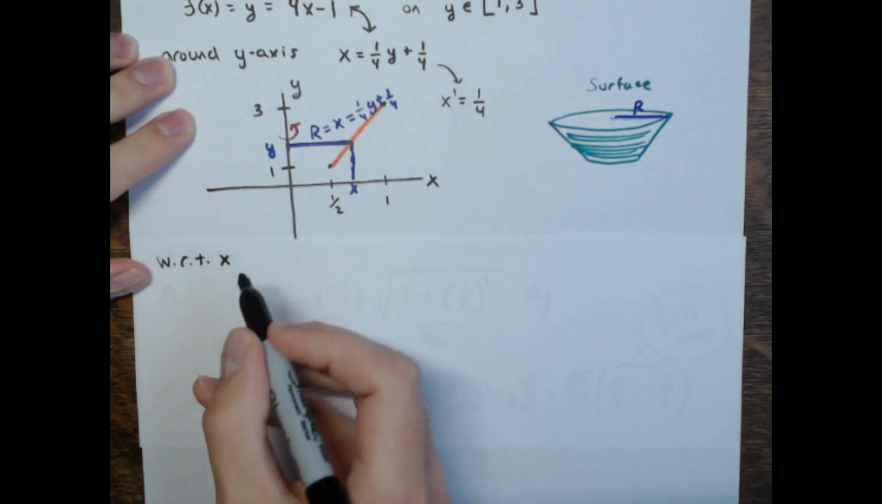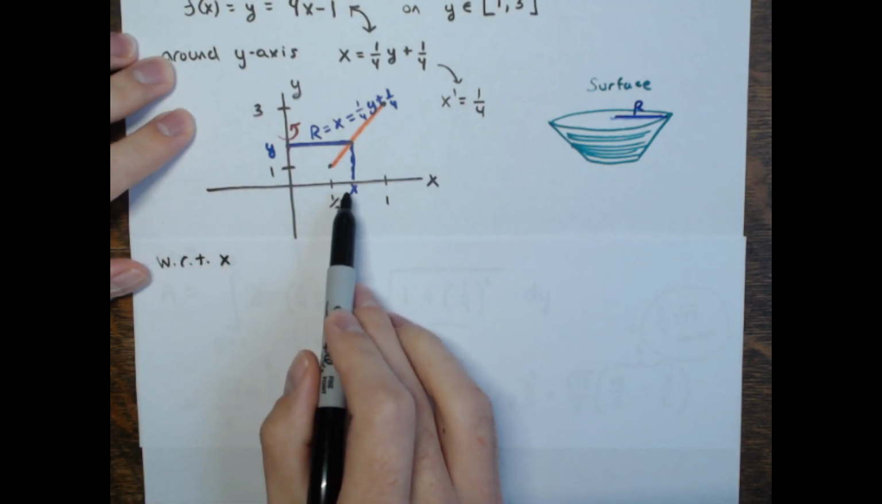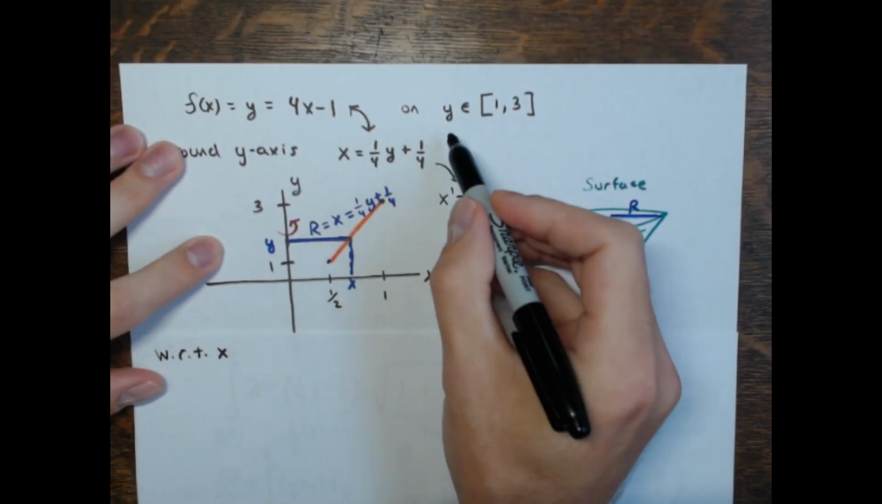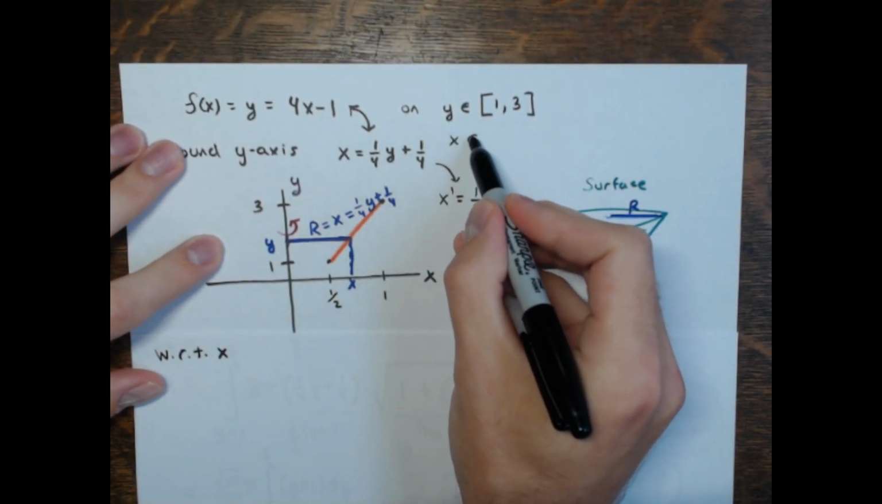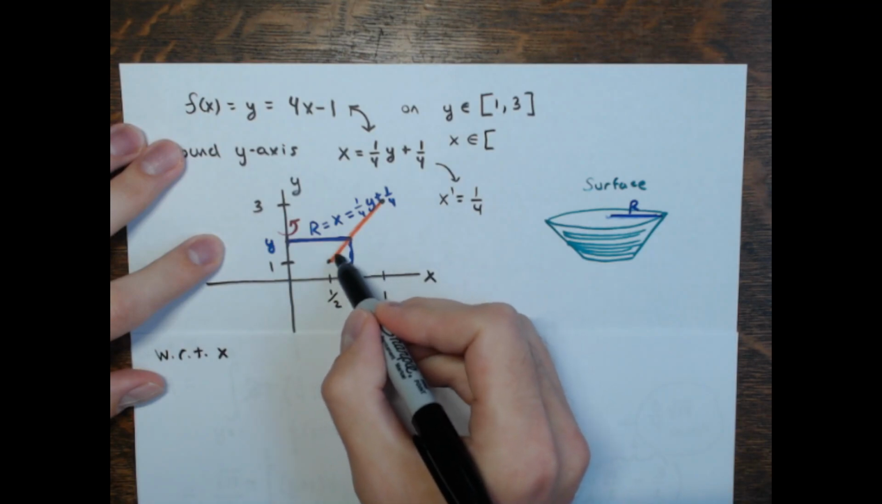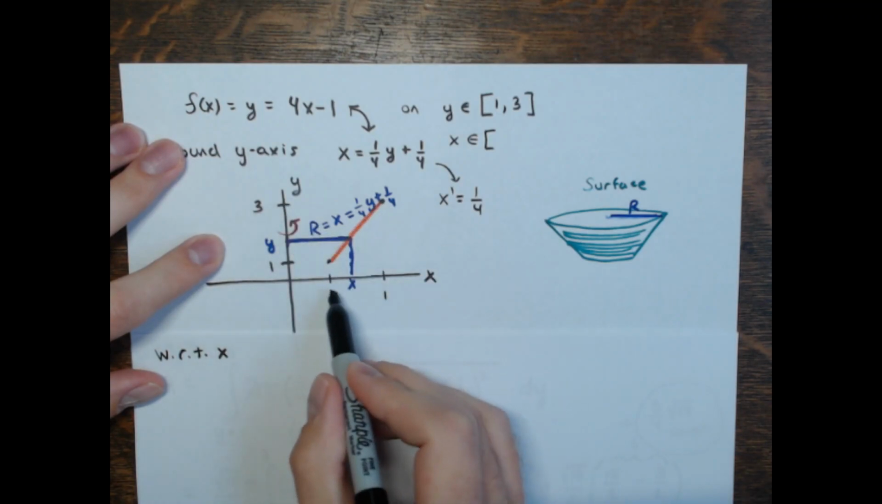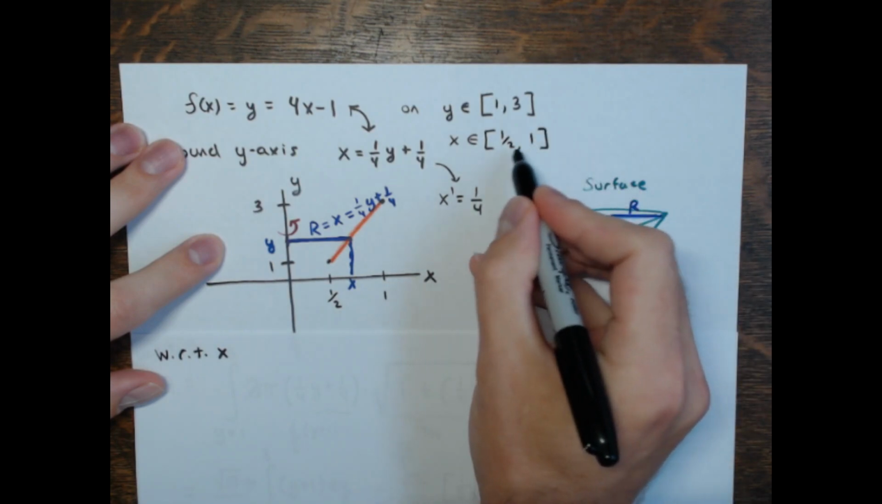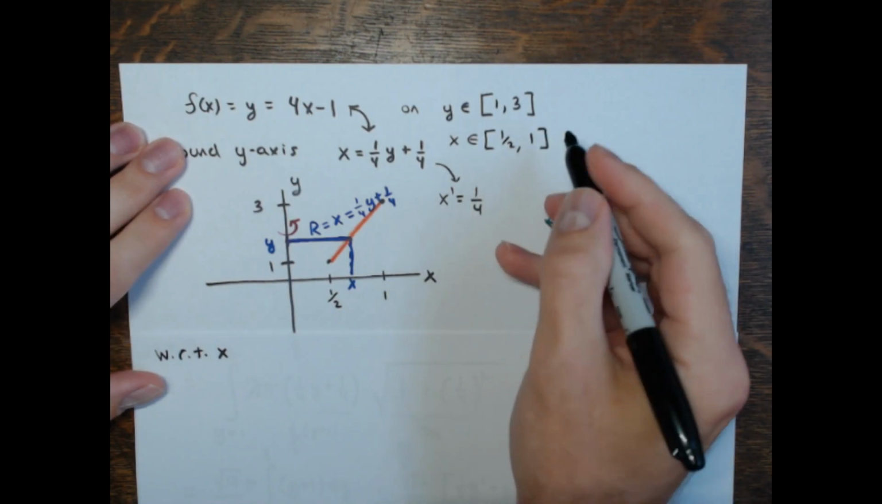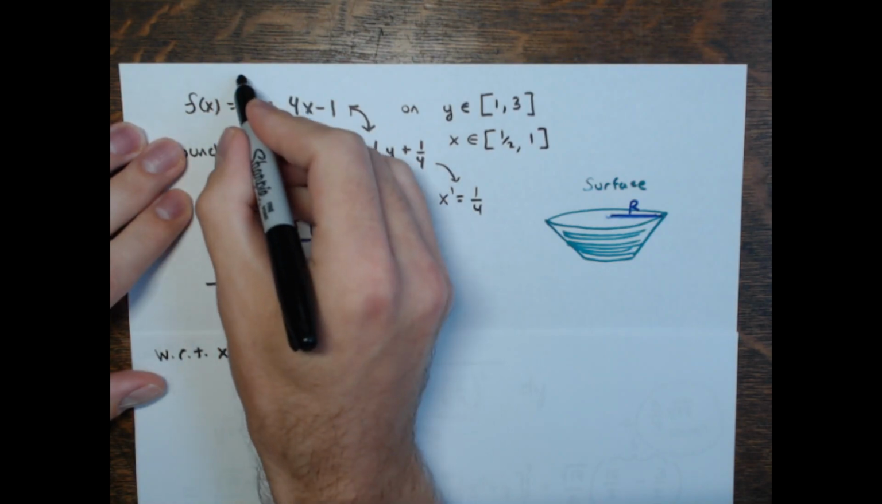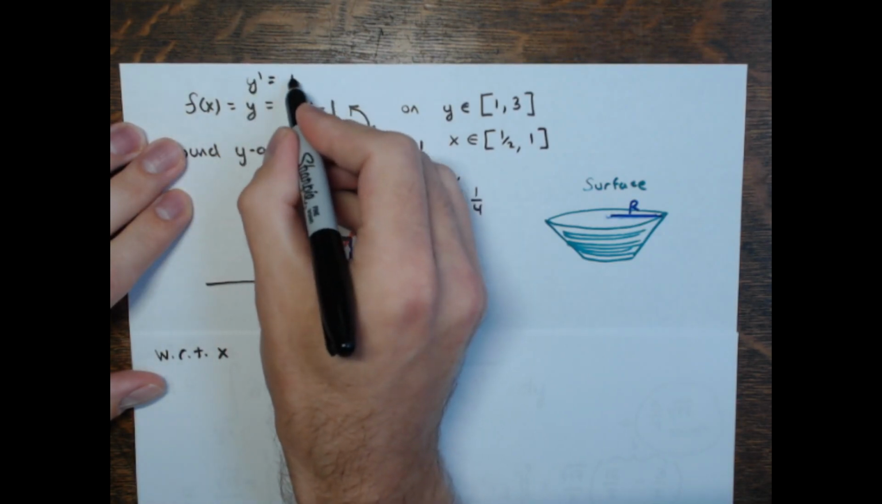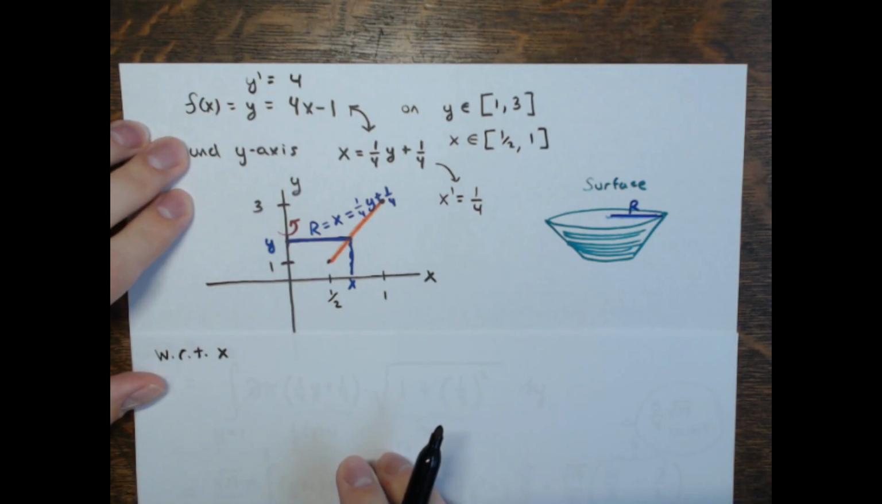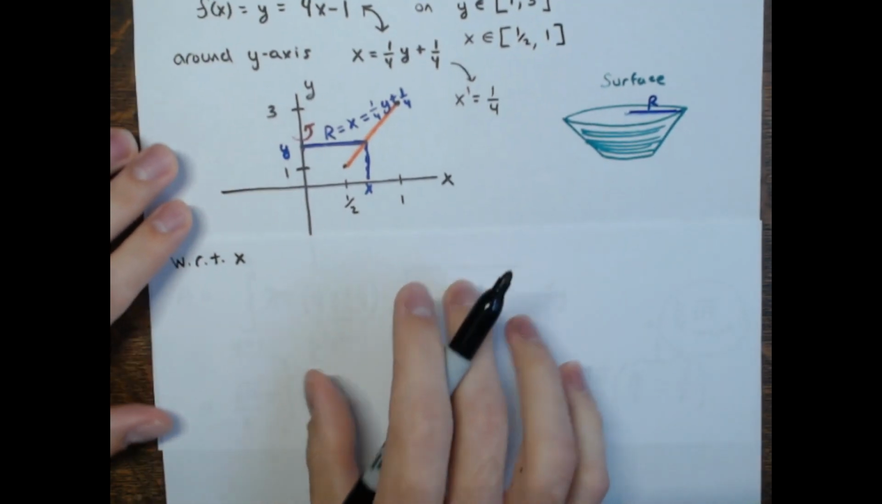With respect to x now, the x interval for this piece of curve that we're rotating is, y was 1 to 3, x is a half to 1. So those are my limits of integration. We're going to integrate from a half to 1. And we were given y in terms of x earlier, so y prime in terms of x, that's just 4. Y equals 4x minus 1, y prime would be 4.